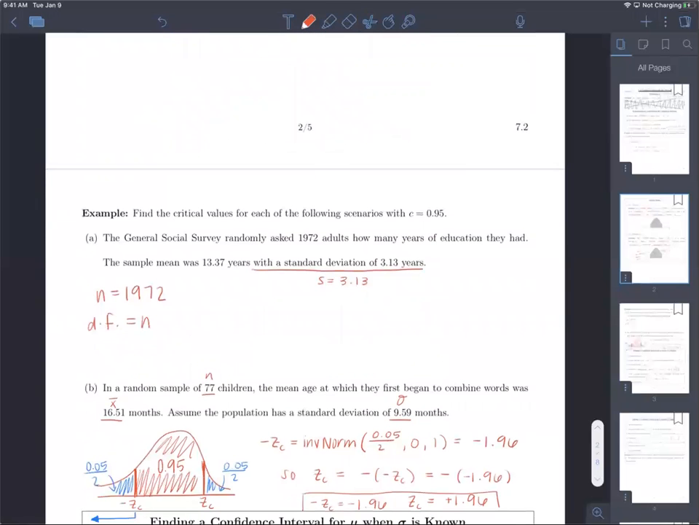Degrees of freedom is n minus 1. So here, you're going to have 1972 minus 1. It's going to equal 1971. Are there any questions about subtraction? Nobody answered my question. Do you guys remember this? The degrees of freedom stuff?